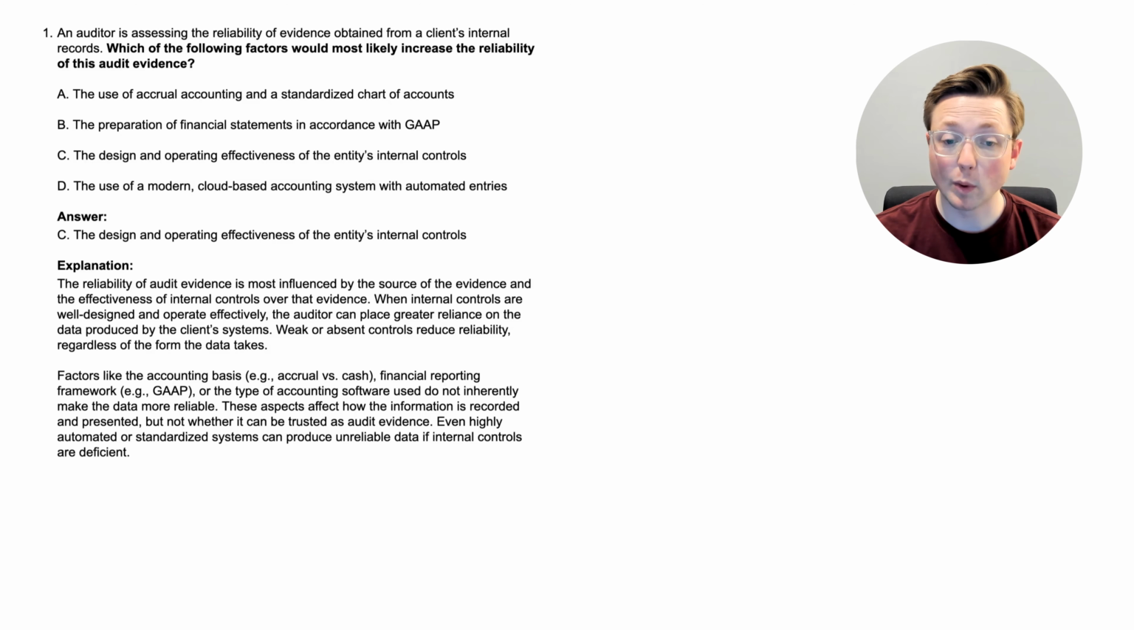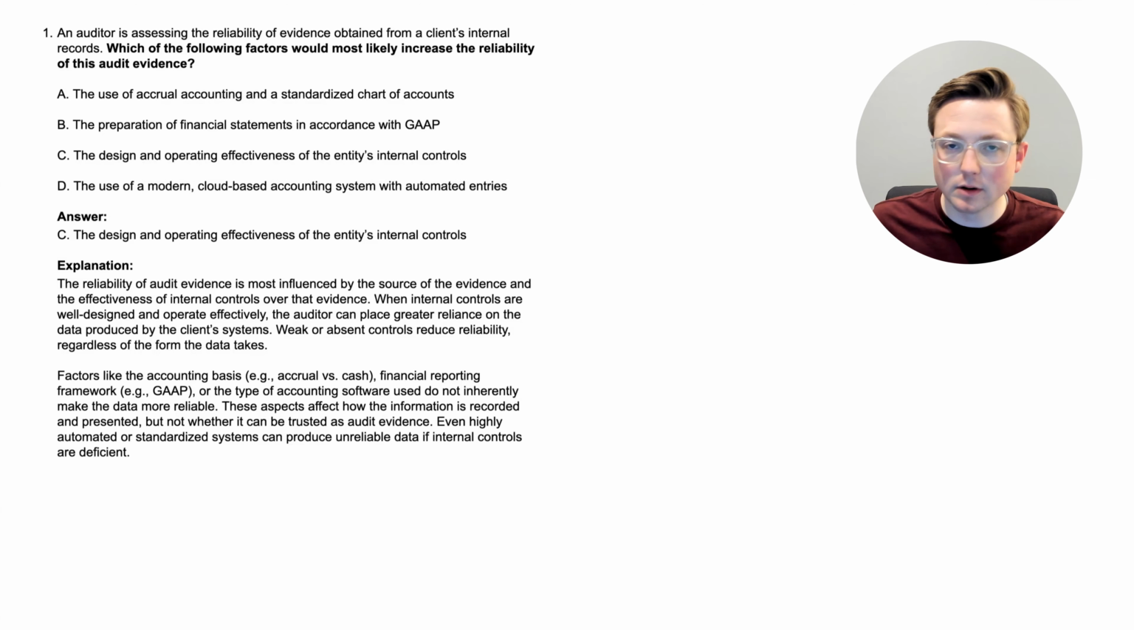When internal controls are well designed and operate effectively, the auditor can place greater reliance on the data produced by the client's systems. Weak or absent controls reduce reliability, regardless of the form that data takes. Factors like the accounting base, so that'd be like if it's accrual or cash, financial reporting framework, such as GAAP, or the type of accounting software used do not inherently make the data more reliable. These aspects affect how the information is recorded and presented, but not whether it can be trusted as audit evidence. Even highly automated or standardized systems can produce unreliable data if internal controls are deficient.